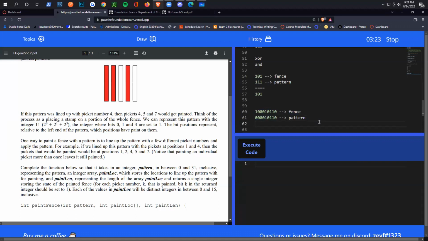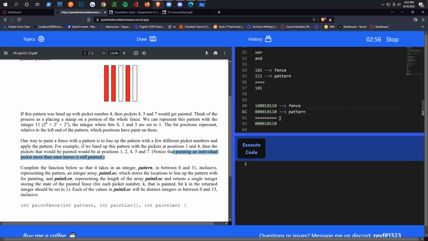So if we apply the AND on this, we're actually going to lose stuff that we had previously painted, which directly violates "notice that painting an individual picket more than once still leaves it painted." Here, you're not painting it twice, but by doing AND, you're actually losing what you painted. So it's like you didn't even paint it, which violates the problem. So this will end up giving you this, which is really not what you want.